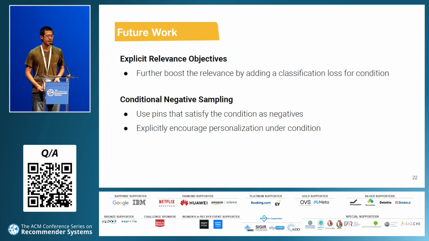So we want to highlight some future work that we don't have time to implement but is promising. One is that we can explicitly add a relevance training objective to further boost the relevance of the model. The second is to explicitly use some negatives that are under the same condition but from different users. This can explicitly encourage the models to personalize the content under the same condition.